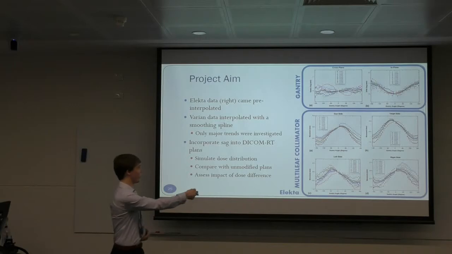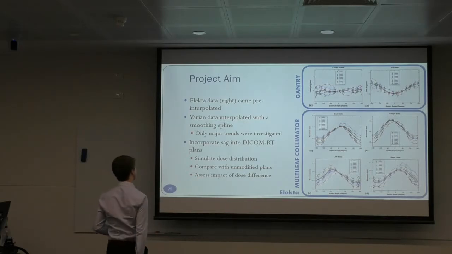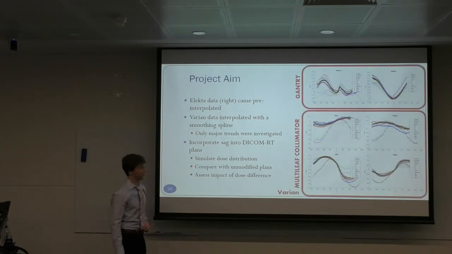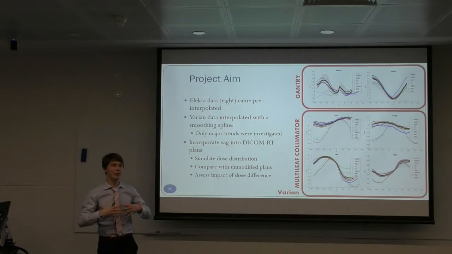Now the Elekta data, you can see it came pre-interpolated, so I've got these nice continuous curves. But for the Varian, I had to interpolate it myself, and I used a smoothing spline. And there's a few different trends I could have gone with here, but I decided to just go with the major trends and get a picture of a typical Varian Linac.